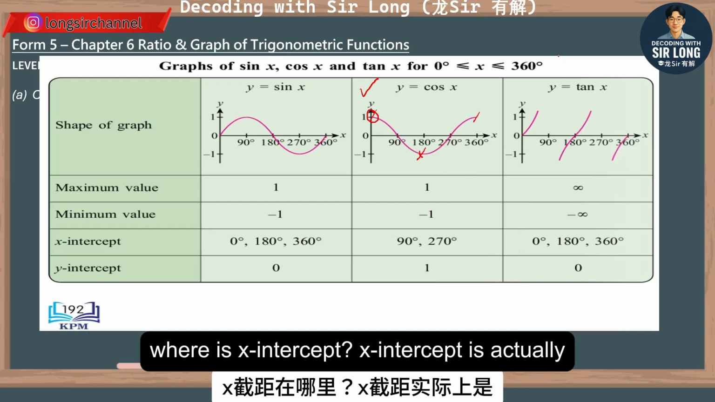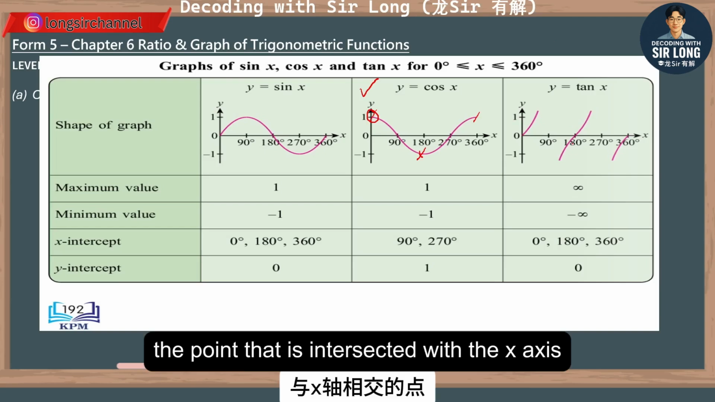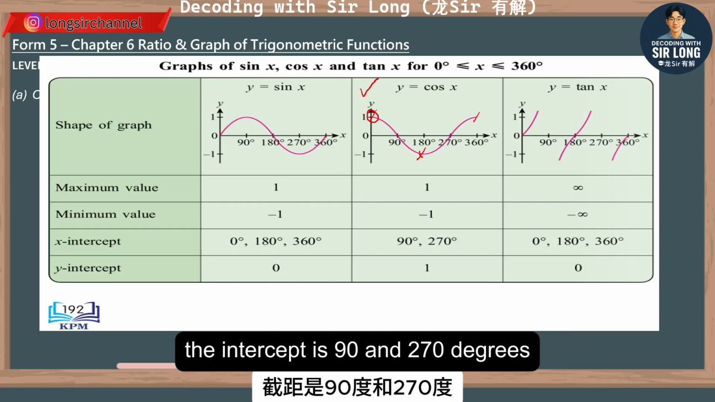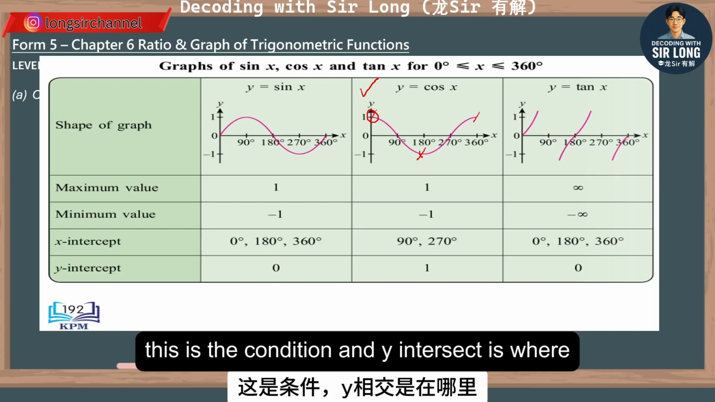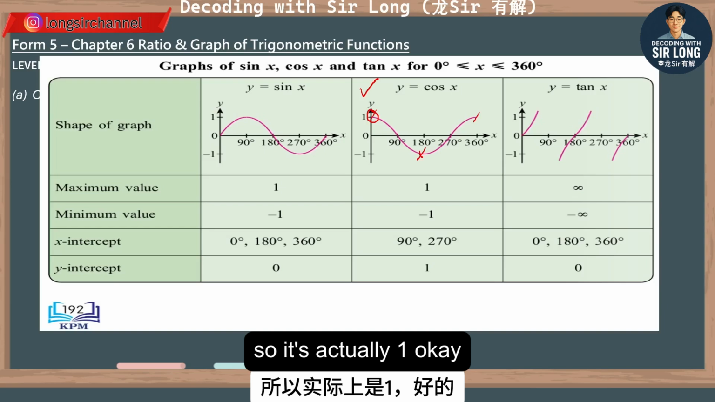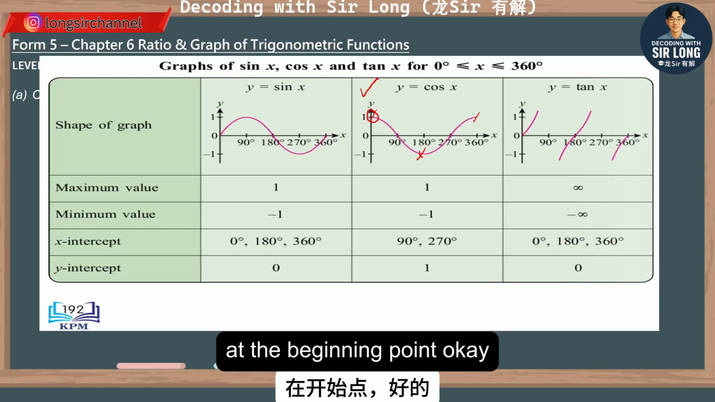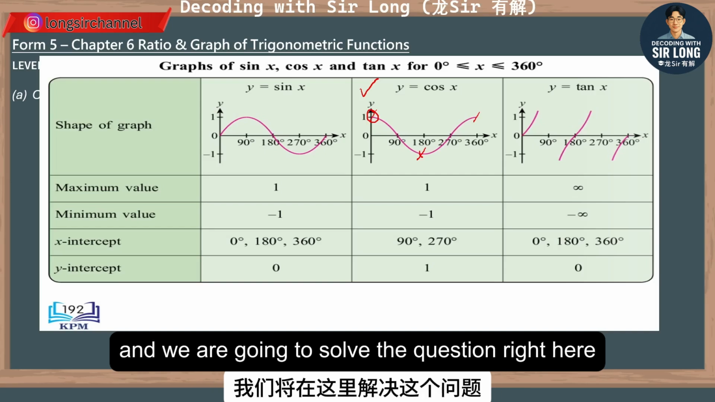Where is the x-intercept? The x-intercept is the point that intersects with the x-axis. You can find that the intercepts are at 90 and 270 degrees for the original formula. The y-intercept is where the graph intersects the y-axis, which is 1, at the beginning point. Since we are very familiar with this part now, we are going to solve the question.